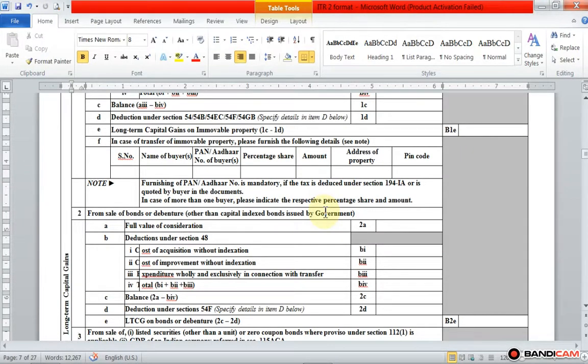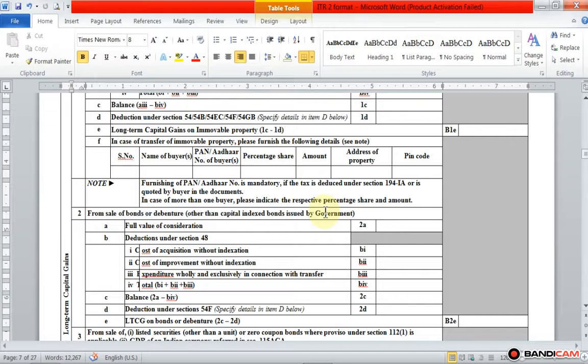If the property is sold to another person, then the name of that person, that is the name of the buyer, the PAN card or Aadhaar card number of the buyer, the percentage of shares in property of the buyer, the amount on which the property was sold and purchased by the buyer, then the address of the property and pin code number of the property. The same note is given here: Aadhaar card and PAN card number of the buyer is mandatory. If more than two persons have purchased this immovable property, then each and every partner's share will be furnished in the percentage of shares column.